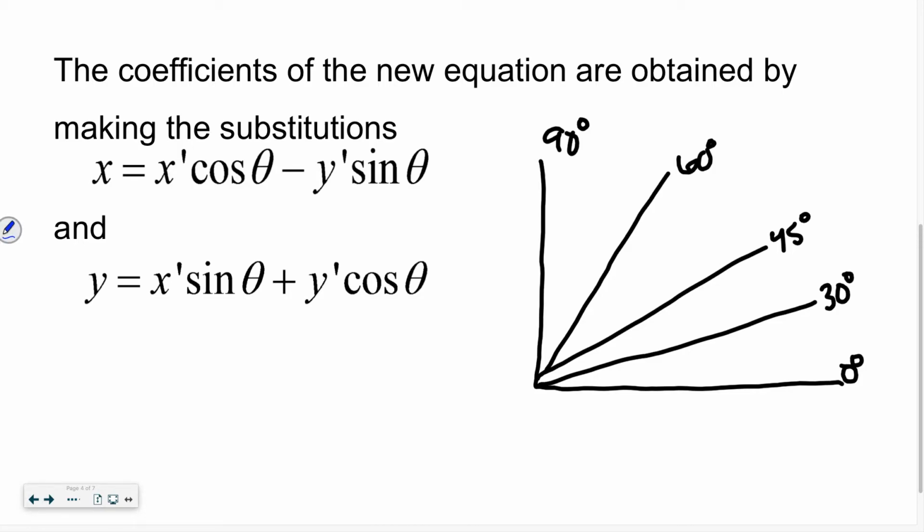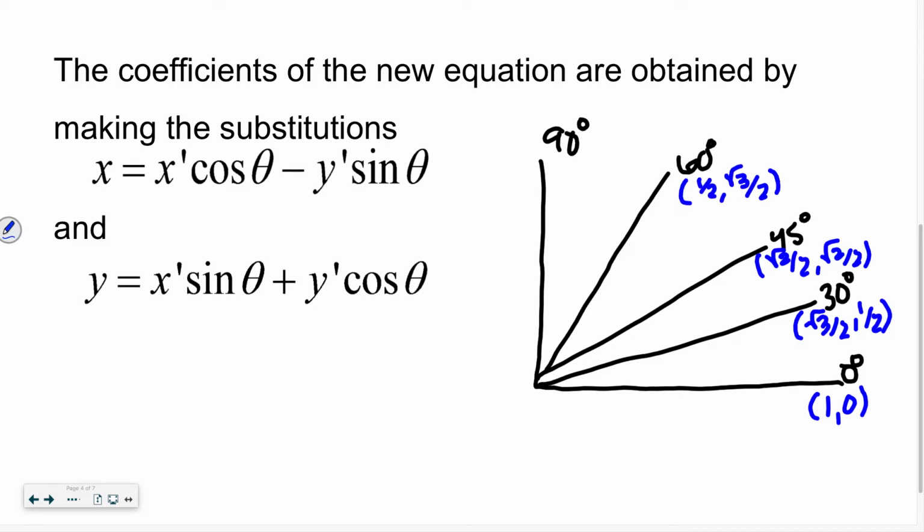In blue, I'm going to put my ordered pairs. That would be (1, 0), (square root 3 over 2, 1/2), (square root 2 over 2, square root 2 over 2), (1/2, square root 3 over 2), and (0, 1). So you'll need to know those ordered pairs, and you can apply those to the other quadrants if you had a different angle, so that you can do the cosine and the sine. Remember, cosine is the x-coordinate, sine is the y-coordinate.